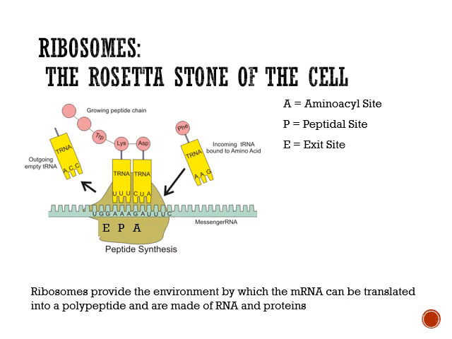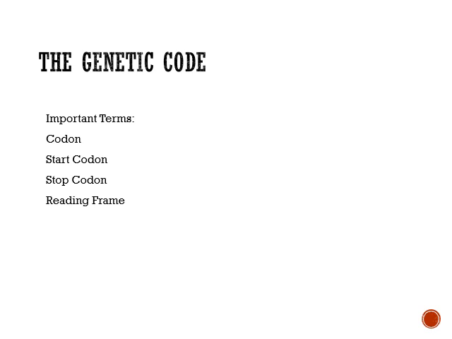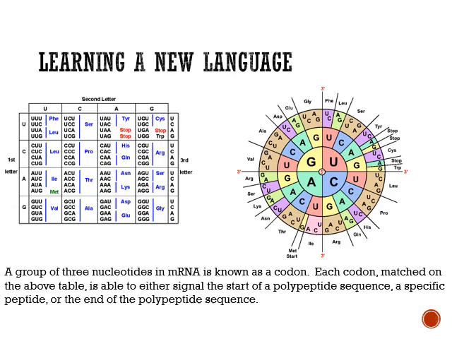The ribosome acts as that translator. It acts to shift nucleic acid language to amino acid language. It does that using the genetic code. And there are a few important terms: codon, start codon, stop codon, and reading frame. Any group of 3 nucleotides in mRNA is termed a codon. They code for an amino acid.